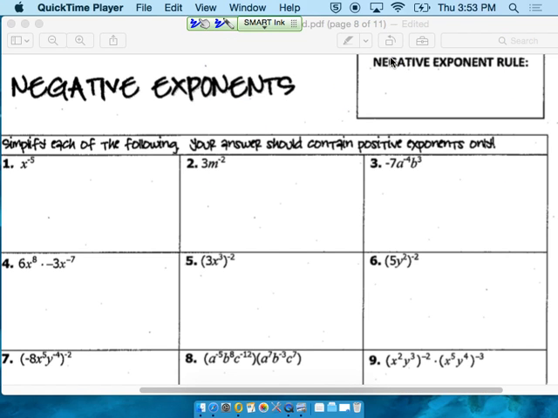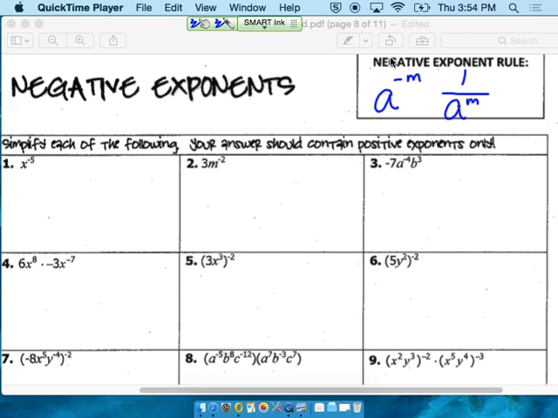If I have a base of a and it's raised to a negative power, in order to rewrite this so that the exponent is positive, I would write the reciprocal of the base, and then I would just move the exponent to the denominator of the fraction. And the number wouldn't change, but the sign on the exponential number would change.